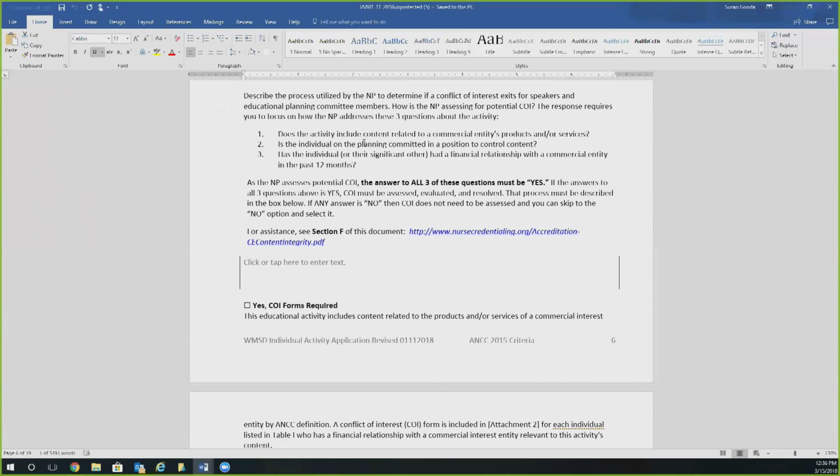So nurse planners have the responsibility of assessing the commercial interest and the conflict of interest for everybody on their committee, as well as all speakers and presenters that are at their conference. So part of the process might be that you distribute our conflict of interest form that is attached to this application to everybody on the team, and have them self-disclose based on the information on that conflict of interest form. Then the nurse planner needs to come in and analyze every person and what they've written and determine if there is a conflict of interest or there isn't a conflict of interest.